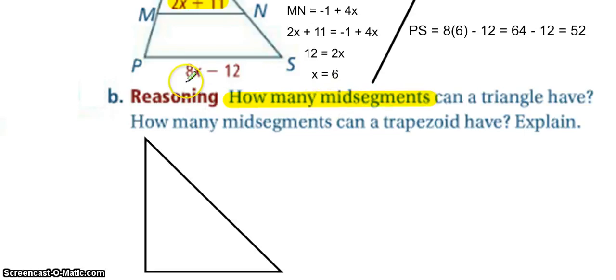How many mid-segments? So if I look at my triangle down here, and I want to just draw the first easiest mid-segment I can think of, probably that, assuming this is the middle of each side. But then I can also go from the middle of that side to the middle of this side, and from the middle of the bottom side up to the middle of my left side.